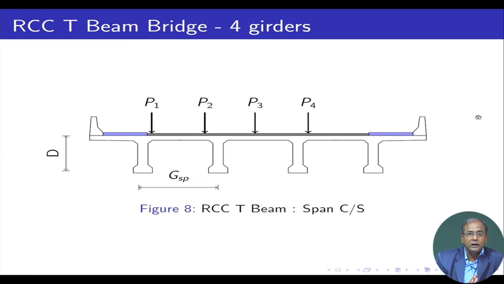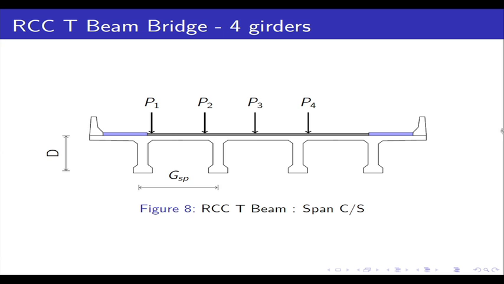As I have told you earlier, you can also do the grid analysis: make the grid of the beams, apply the load directly, and find out the bending moment and shear force at different sections. But the method we are discussing here is a very old method. Still, it is relevant and useful, and it gives you insight into how much load a girder actually takes when the load is placed.